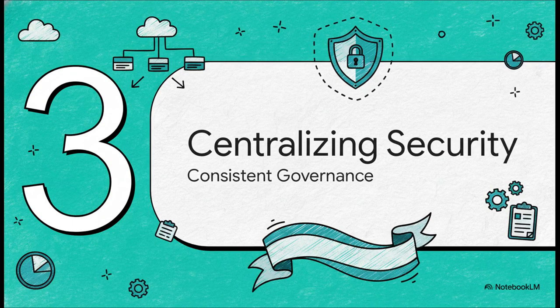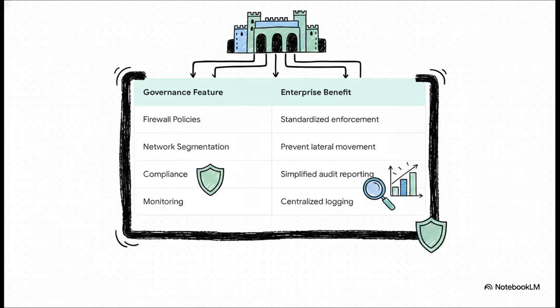Which brings us to Section 3, centralizing security and governance. Now, there is a very direct correlation between this architecture and your enterprise compliance posture. For those of you operating in regulated industries, this centralized networking model drastically simplifies your audit and compliance reporting. Why is that? Well, because you are no longer chasing security drift across 100 independent siloed projects. By standardizing your firewall policies right at the core network level, you can prove to auditors exactly how traffic is segmented and monitored enterprise-wide. It's a real game changer for compliance.